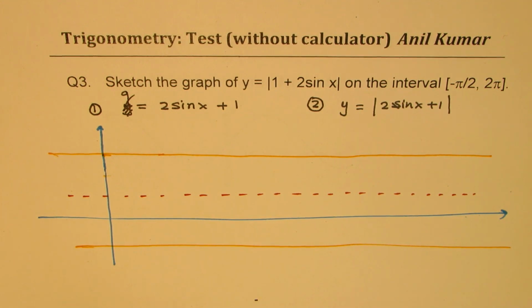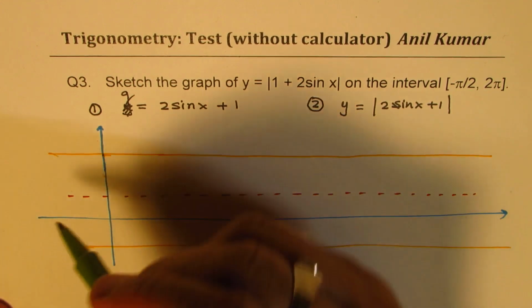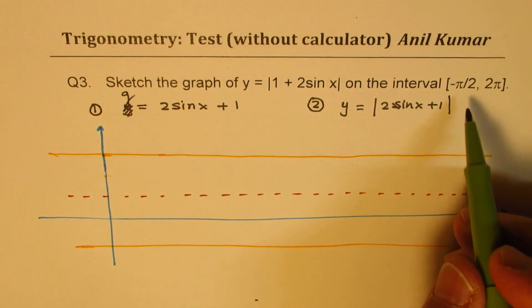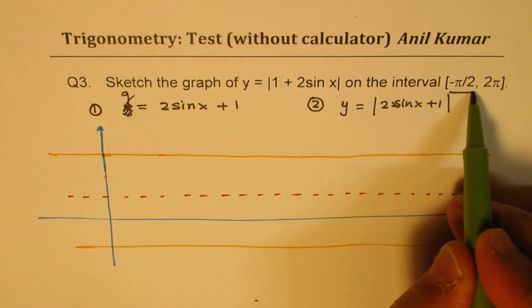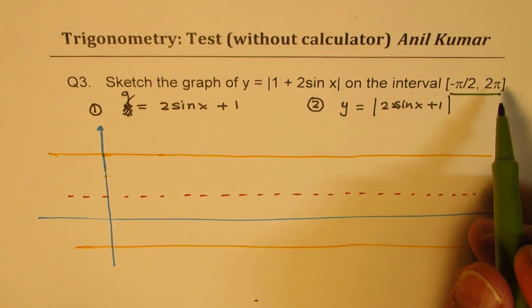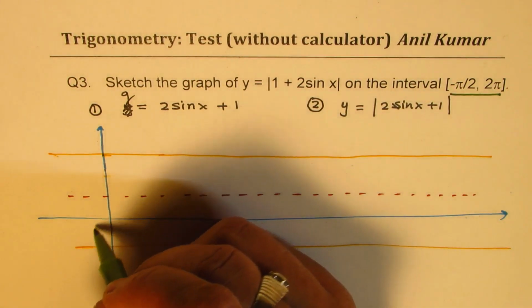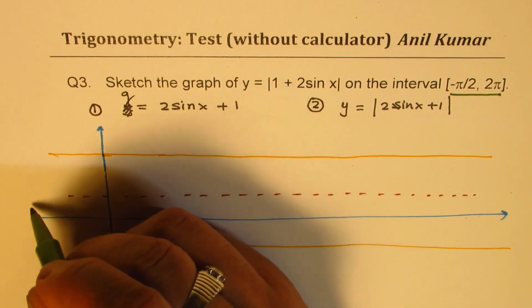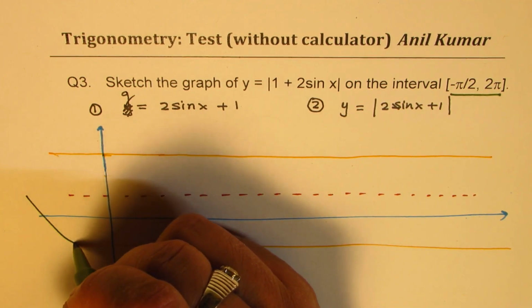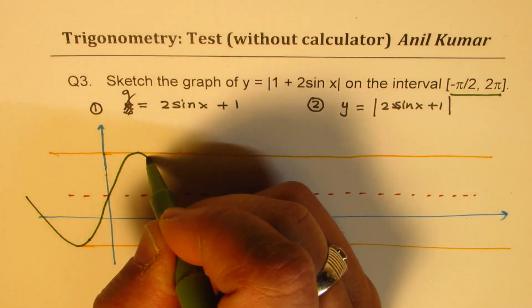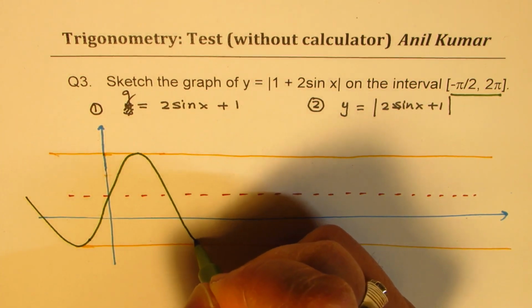There is no phase shift in it. So we'll just sketch our graph, which is a sine function, in the interval minus pi by 2 to 2 pi. That means 2 cycles, right? So basically I have to go on this side also. Let me sketch kind of like this. I don't really have space here, but okay. So I'll make 2 cycles.